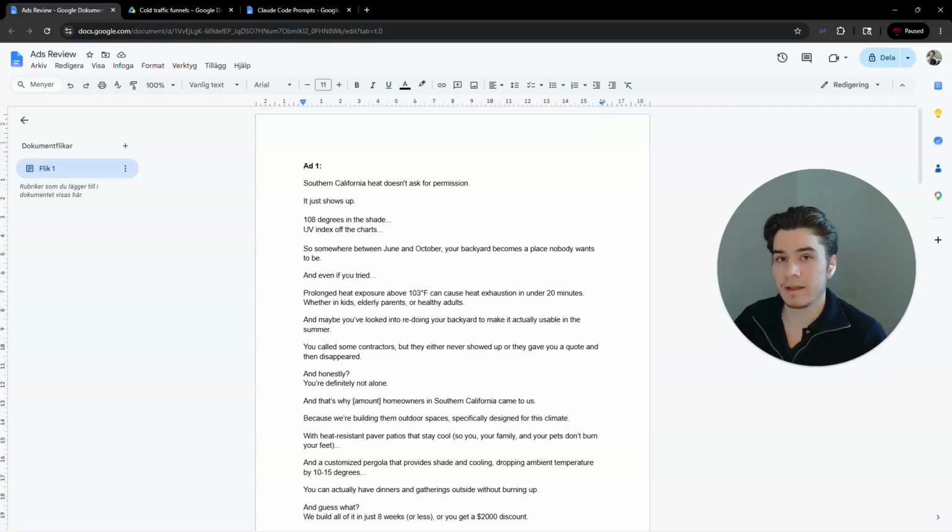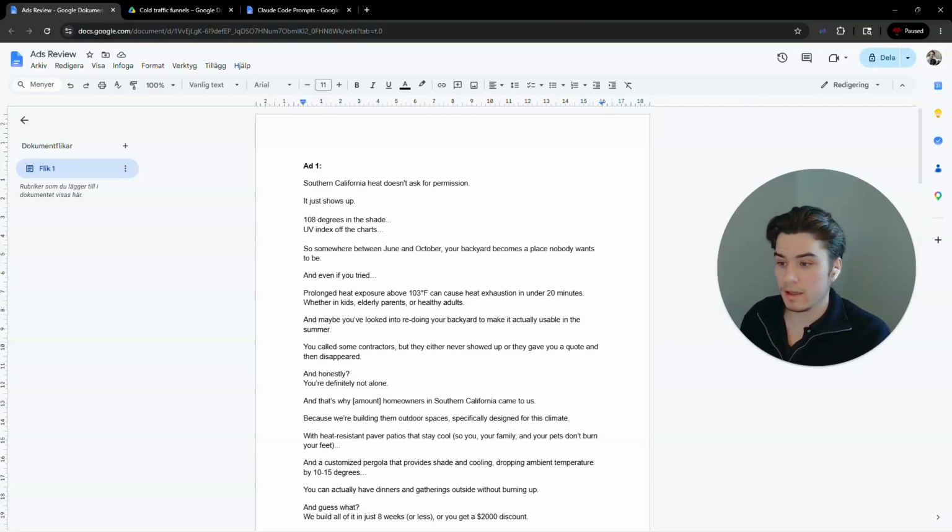Now, this ad isn't perfect, right? I'm probably going to read this and we're going to notice some minor mistakes, but it's basically 90% there. And if the company ran this, it will probably crush. So let's get into it. Southern California heat doesn't ask for permission. It just shows up. 108 degrees in the shade, UV index off the charts. So somewhere between June and October, your backyard becomes a place nobody wants to be in.